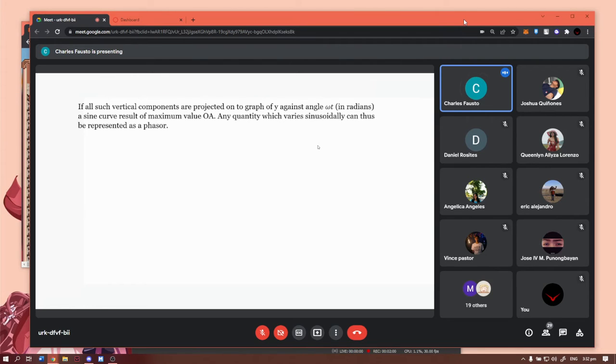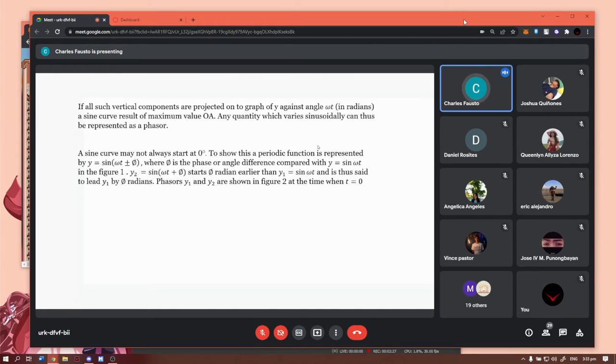So, if all such vertical components are projected onto a graph of y against angle omega t in radians, a sine curve results of maximum value OA. Any quantity which varies sinusoidally can thus be represented as a phasor. So, a sine curve may not always start at 0 degrees.